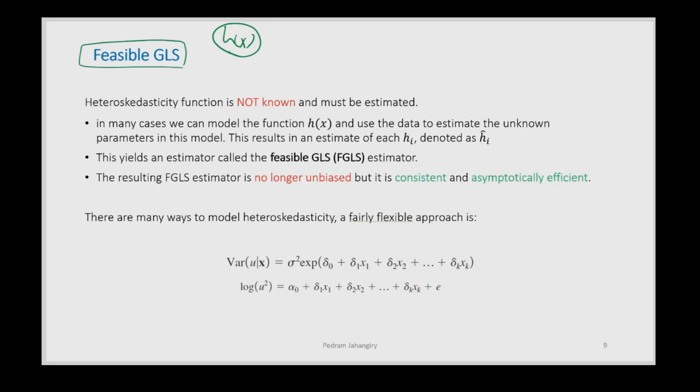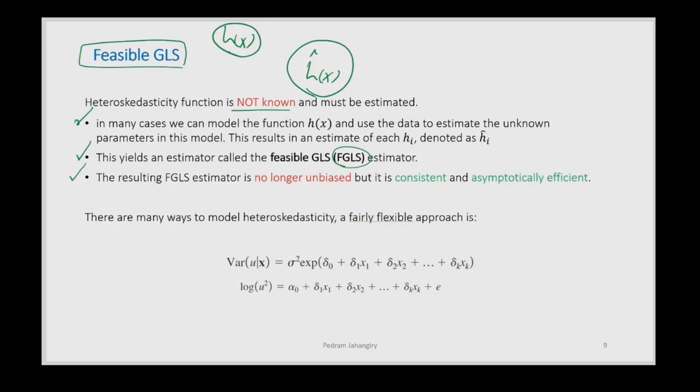Okay, so now if the heteroskedasticity function is not known, that h of x is not known, we have to estimate that, right? So basically we have to come up with the estimated version of the h of x, right? This yields an estimator called the feasible GLS or FGLS. Then the resulting FGLS estimator is no longer unbiased, but it is consistent and asymptotically efficient.